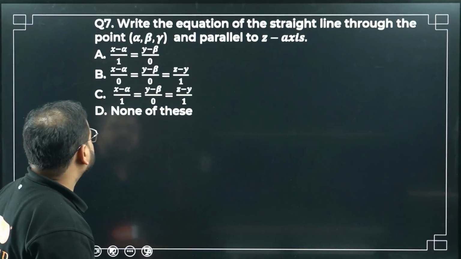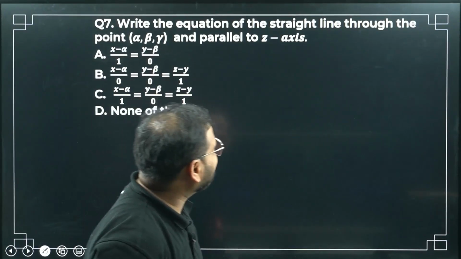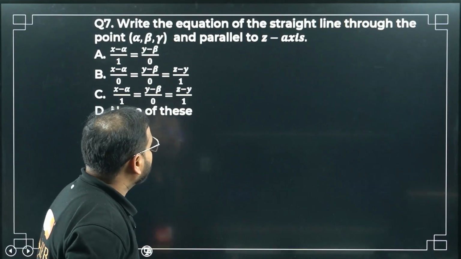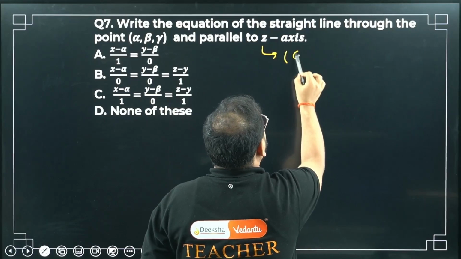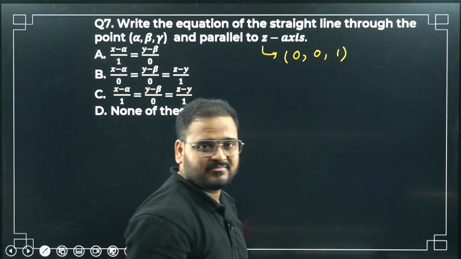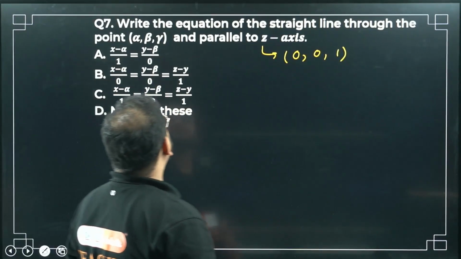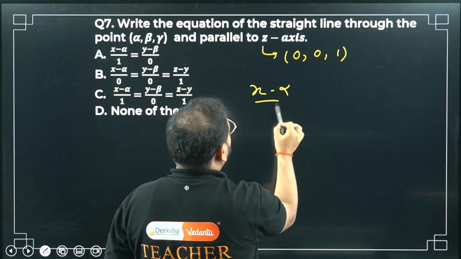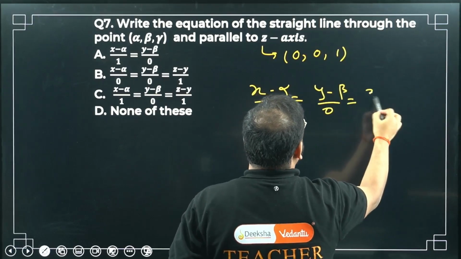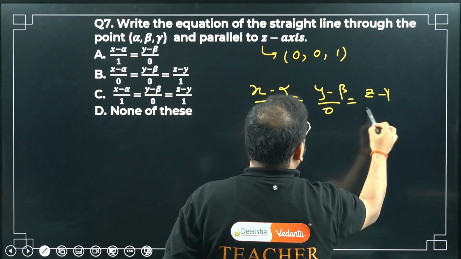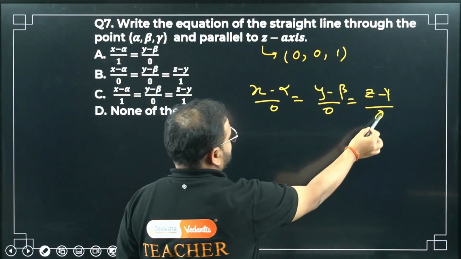Question number 7. Let's do it. Write the equation of the straight line through the point alpha, beta, gamma parallel to the z-axis. Write the direction ratios for this. 0, 0 and 1, sir. The direction ratios 0, 0 and 1 for the z-axis. Correct? Now what is given? They've given the point. So x minus alpha by 0, y minus beta by 0, and z minus gamma by 1. Not 0, 1. Forgive me.